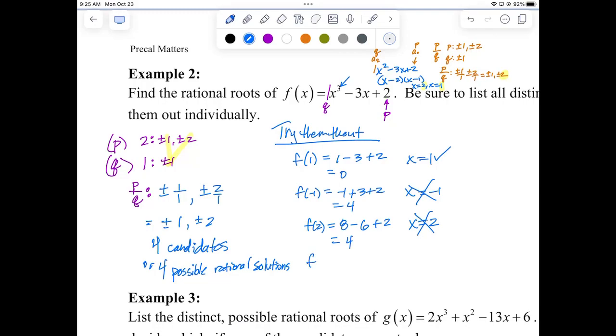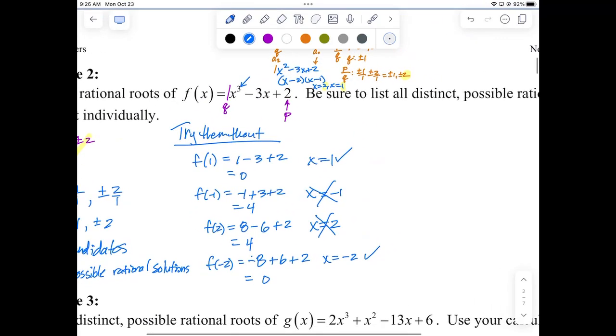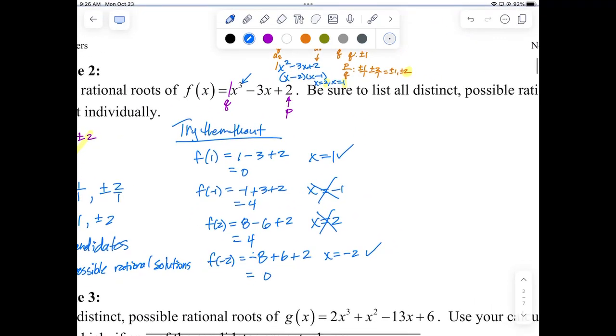Okay, how about negative 2? Let's try negative 2. Negative 2 cubed is negative 8. And then we're going to get plus 6 plus 2. That gives us 0. Yay, so x equals negative 2 works. Correct. Nice. All right, so how many distinct real solutions did I find?